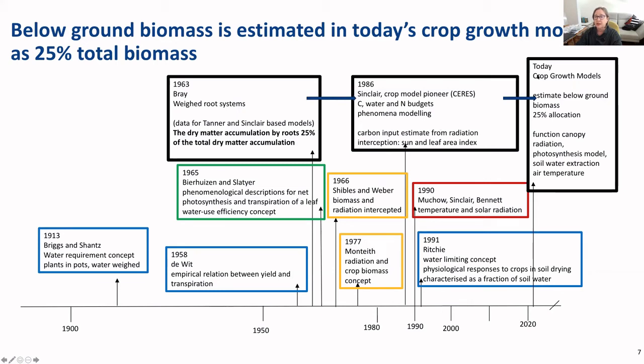And so today, crop growth models, many of them coming from CERES, estimate below ground biomass as 25% allocation of the total plant biomass, with a function related to canopy, radiation, the photosynthesis model coming from Farquhar and Slatcher, soil water extraction related to the Ritchie concept, and air temperature.